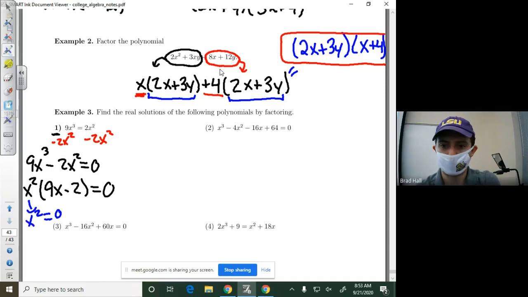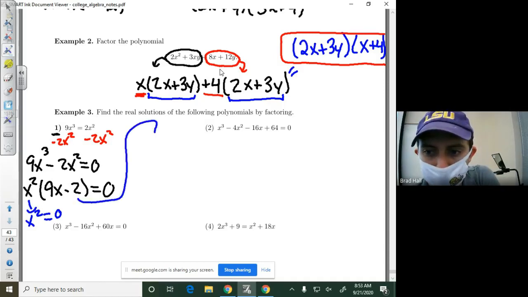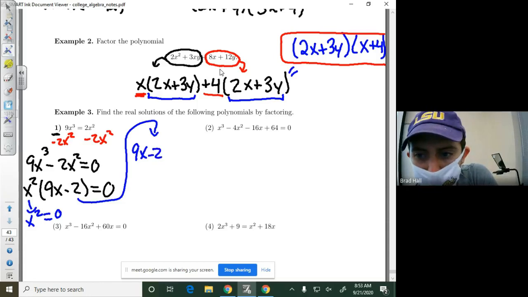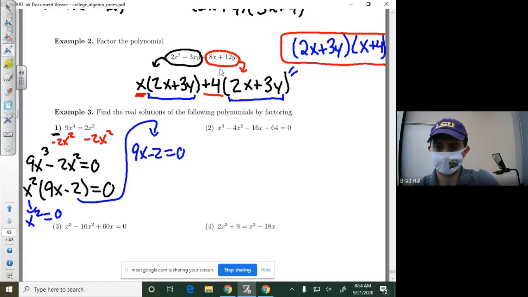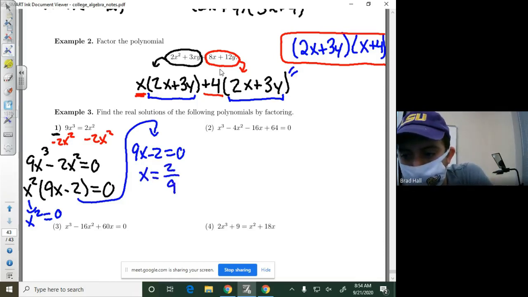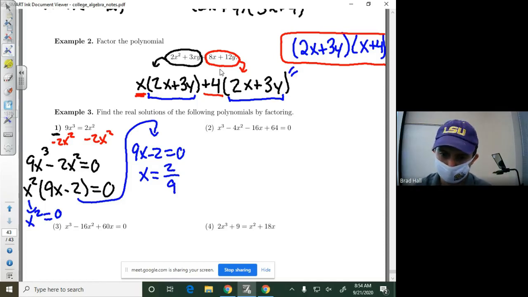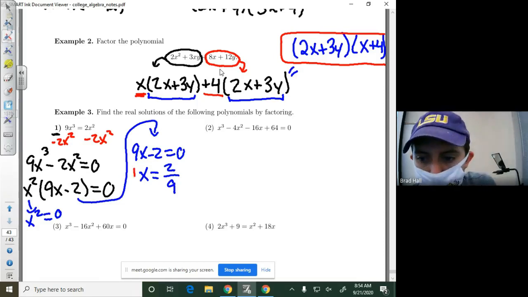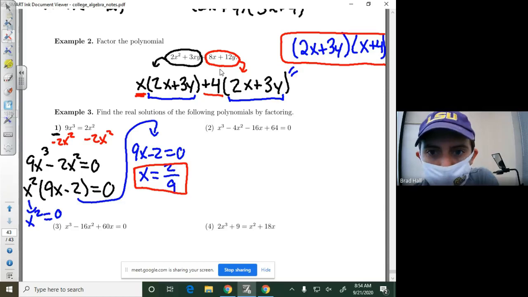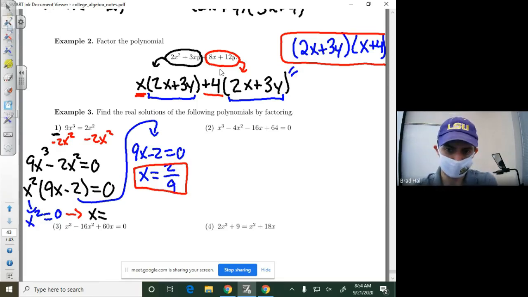So we get x squared is equal to 0, and 9x minus 2 is equal to 0. This one over here is pretty quick to solve. You add 2 on both sides, divide by 9, so it's 2 divided by 9. Over here, it's just a matter of taking the square root of both sides, but the square root of 0 is just 0.